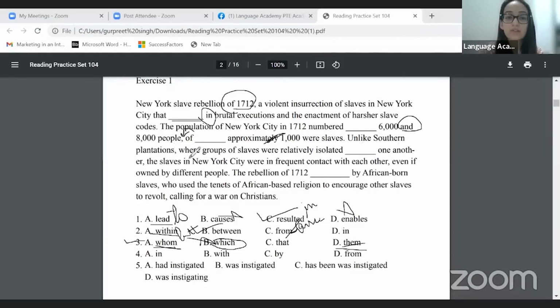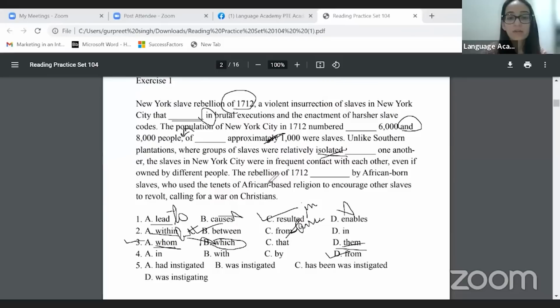Unlike southern plantations, where groups of slaves were relatively isolated from one another, the slaves in New York City were in frequent contact with each other. So isolated generally comes with isolated from, and it makes sense with the other part also. From one another is how we use the words. For example, we can say they are separated from one another. They are distinguished from one another. So we use from one another together as a combination. Otherwise, isolated also comes with from.